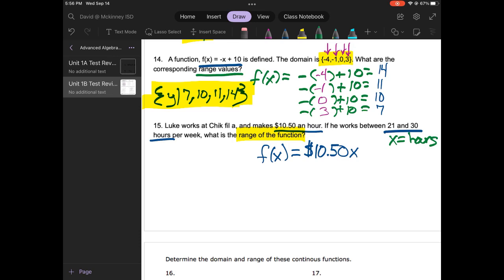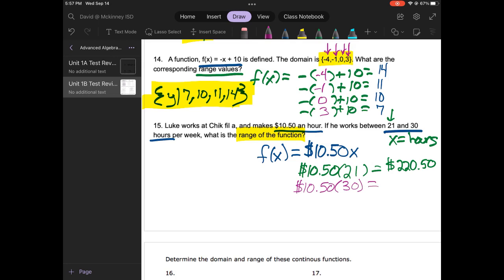And of course, that could vary. I could work between 21 and 30 hours per week in the example. So instead of an x, I will insert either 21 or 30. In this case, I'm going to do both of these calculations. $10.50 an hour times 21, when you calculate it out, is $220.50. Please do that calculation in Desmos. It will do it for you, and you will make sure that you don't make a mistake.